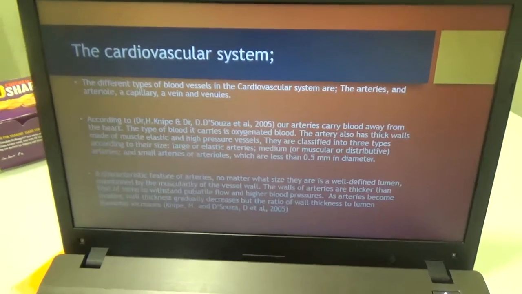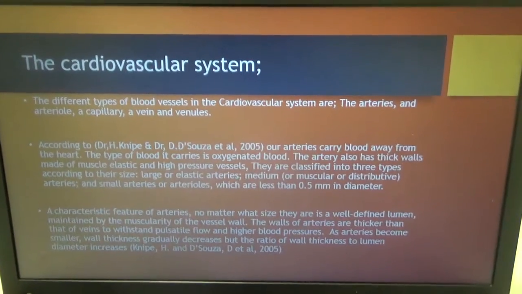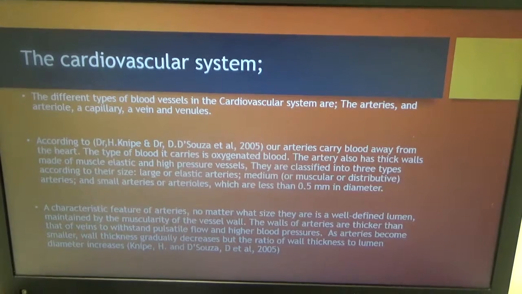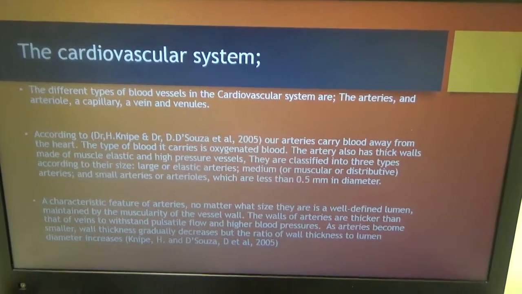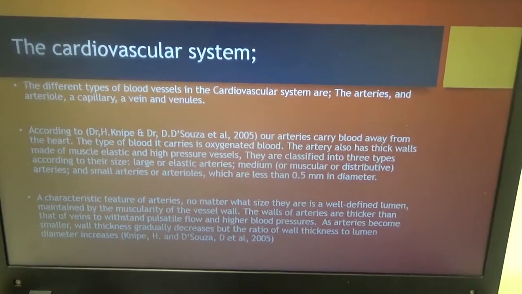The cardiovascular system. The different types of blood vessels in the cardiovascular system are the arteries, the arterioles, the capillaries, the veins, and the venules, which are small veins.